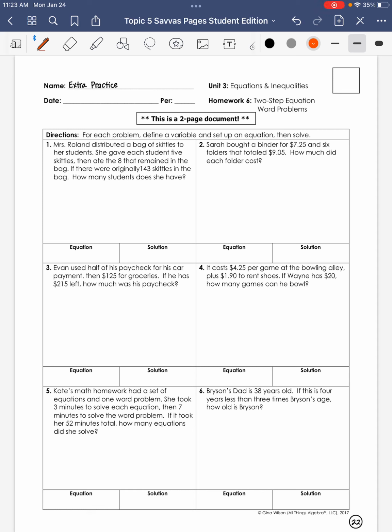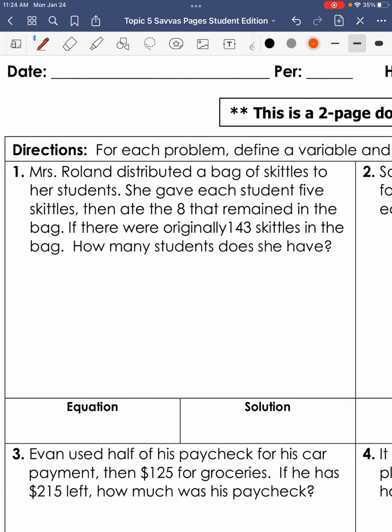Okay, y'all, today is January 24th, and we are working on solving two-step equation word problems. So this is your extra practice that's in your notes packet. So grab that piece of paper, a pencil, a calculator, and let's get started. Let's start right here with number 1.